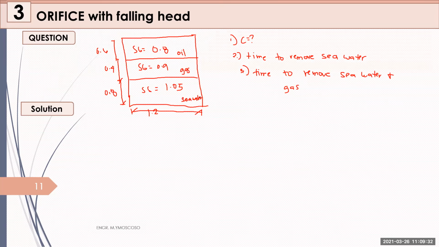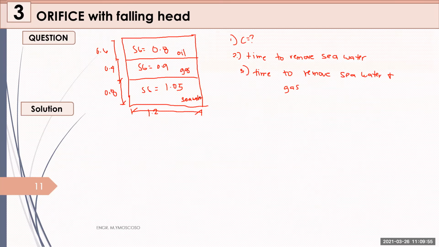So, sige. So, you have here a problem na meron doon tayong tank comes with different fluids inside. Bakit natin nalaman na meron tayong different fluids inside? It is because meron tayong nakikita tatlong specific gravity, no? That would be 0.8 for oil, 0.9 for gas, and 1.05 for your sea water.